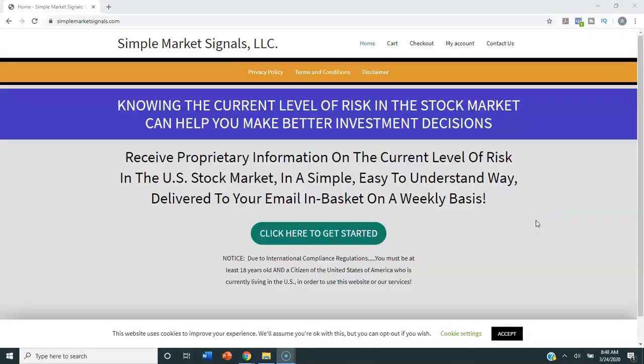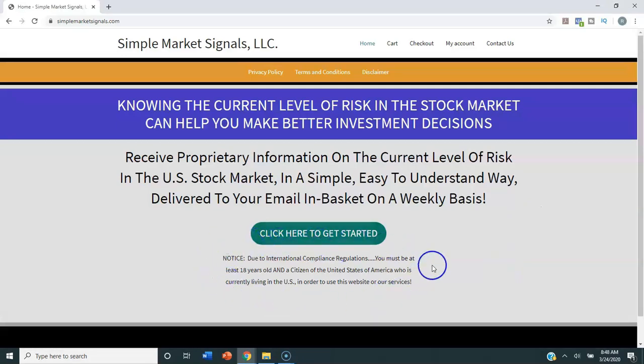Once you reach the website, the first thing you will need to do is accept the cookies. Please notice that due to international compliance regulations, you must be at least 18 years old and a citizen of the United States of America who is currently living in the U.S. in order to use this website or our services. And that is just due to international compliance regulations.